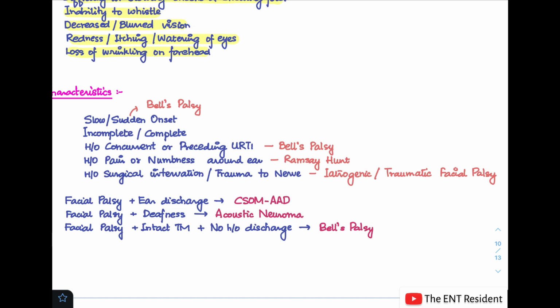Whether there is a history of surgical intervention or trauma to the facial nerve. So, if there is a history of surgical intervention, it can be an iatrogenic cause, or if there is trauma to the nerve or any ear trauma or head injury, there can be a traumatic facial palsy as well. Now, facial palsy along with ear discharge, you can suspect CSOM of the atticoantral type. Facial palsy with deafness is seen in acoustic neuroma, and facial palsy with an intact tympanic membrane and no history of discharge is more indicative of Bell's palsy.